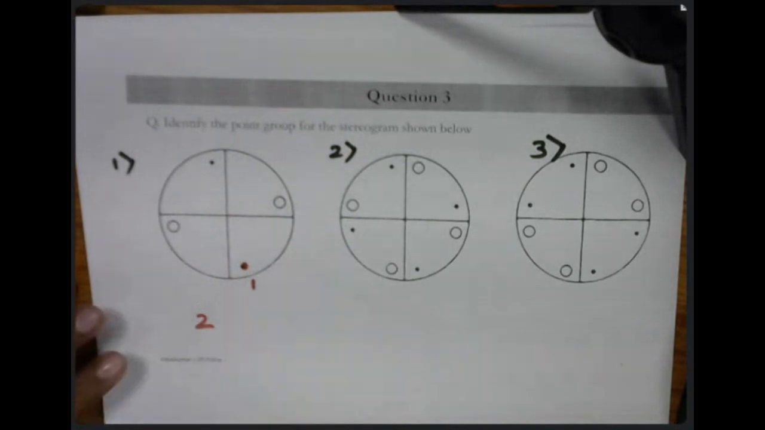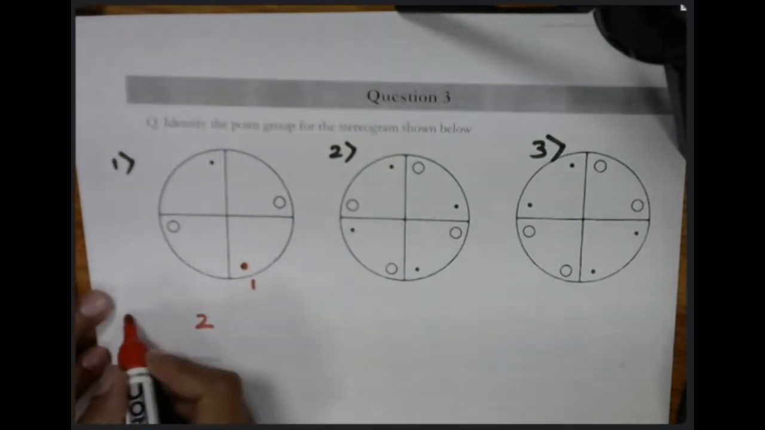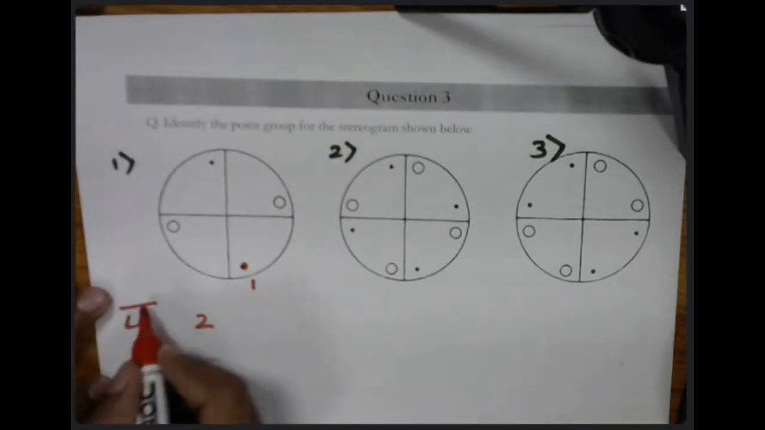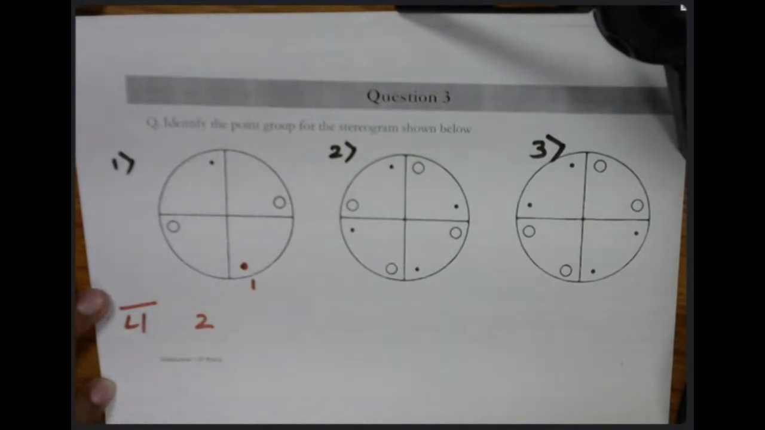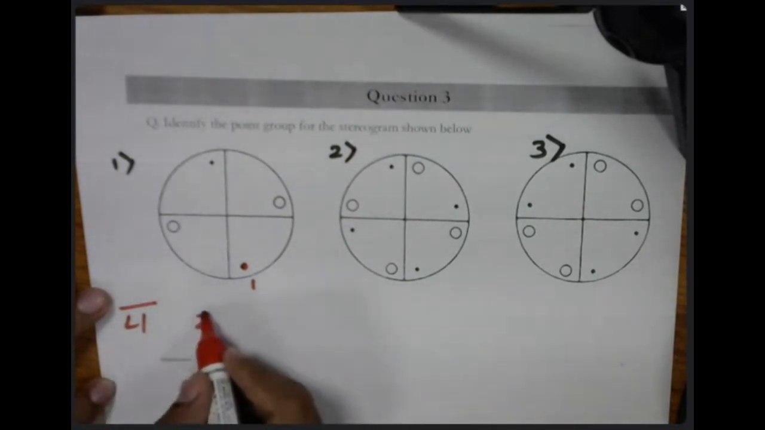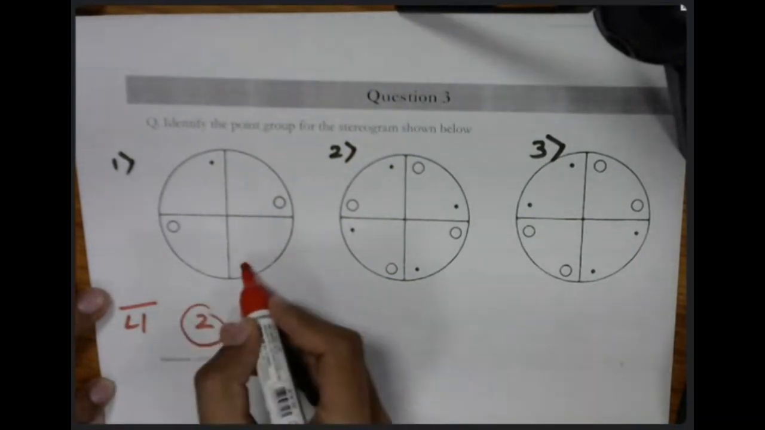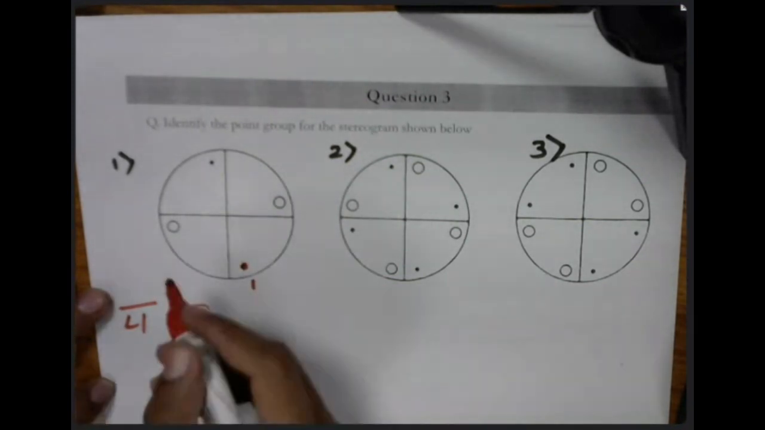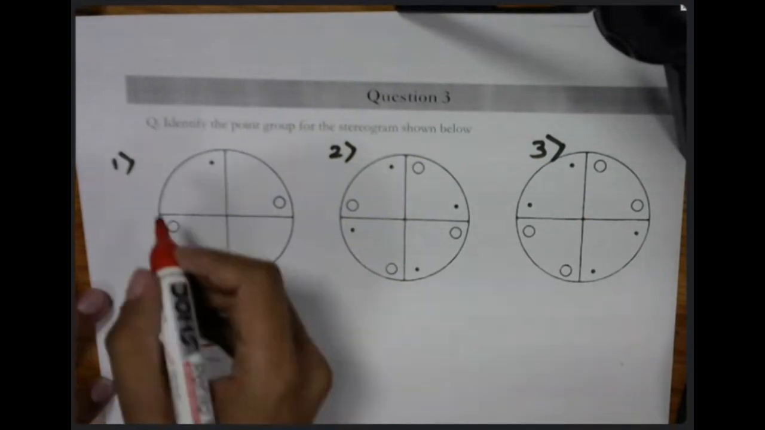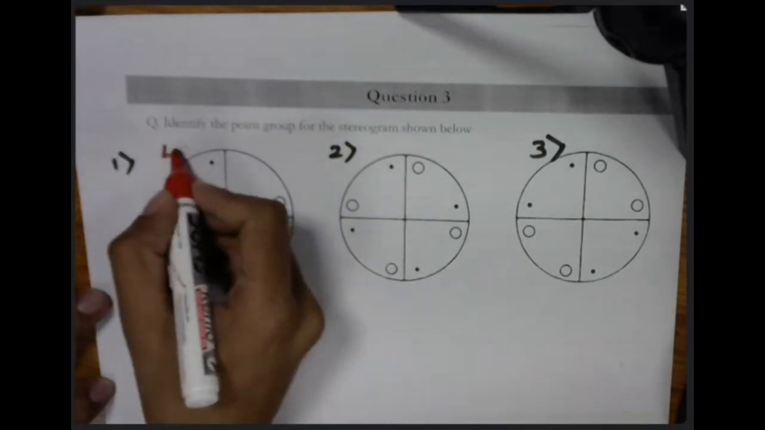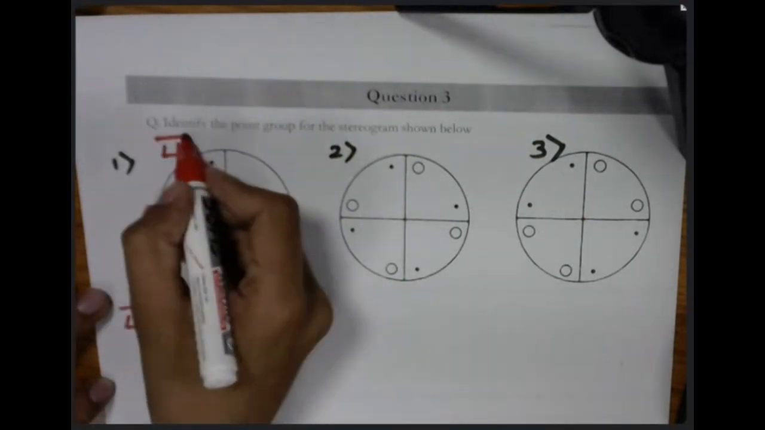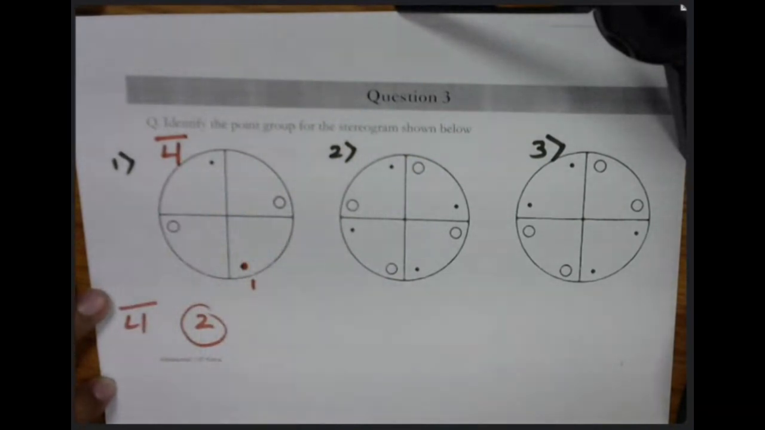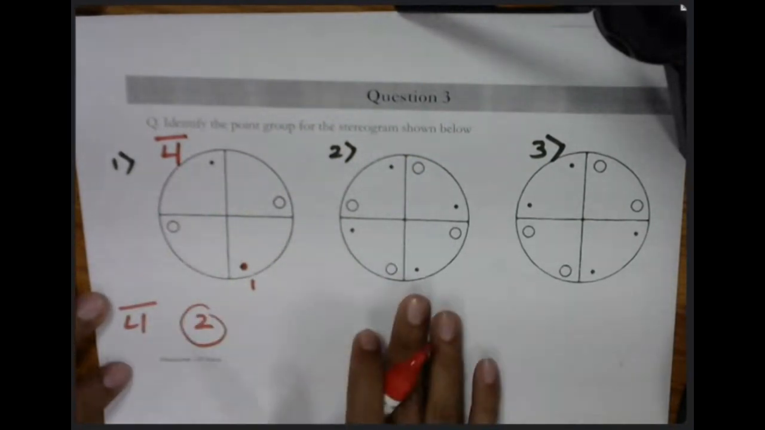So we can see that it is a fourfold with inversion, 4 bar itself, which we know will also consist of a twofold, from here to here and here to here. So for this particular question number one, the point group is 4 bar. Now let's move to question number two.